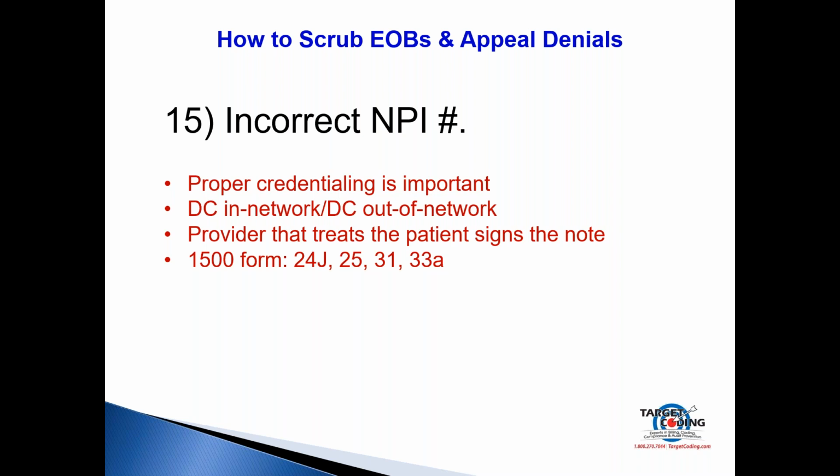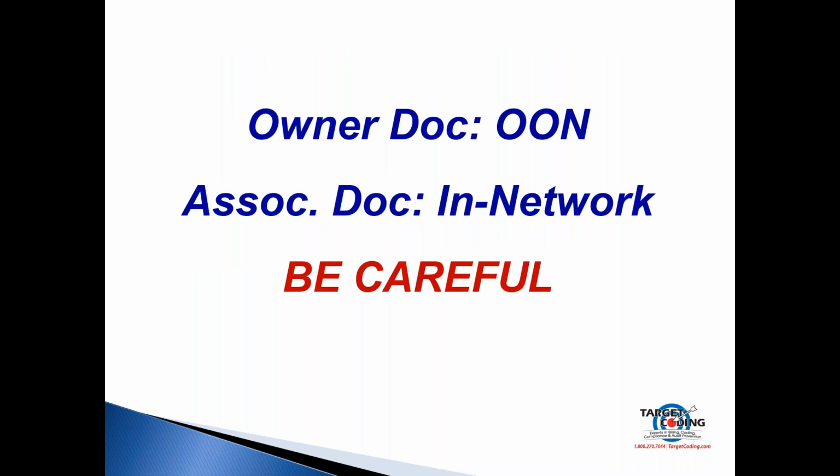The owner of the practice hires an associate. So the owner doc is out of network, the new associate doctor is in network, or vice versa. The owner of the practice is in network, hires an associate that's out of network, but the claims won't get paid if it's an out of network claim. So the claims are going in as if the owner did the adjustment, but the owner was in the Bahamas fishing. So be careful with the owner doc and the associate doc.